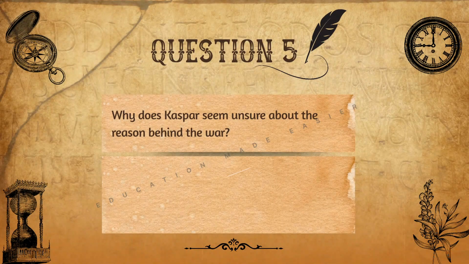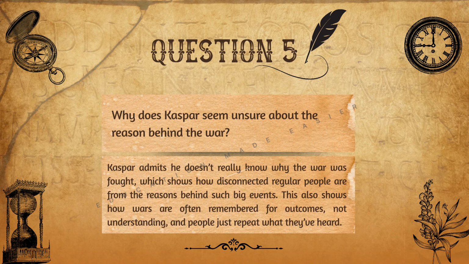Question number five: why does Caspar seem unsure about the reason behind the war? Caspar admits he doesn't really know why the war was fought, which shows how disconnected regular people are from the reasons behind such big events. This also shows how wars are often remembered for outcomes, not understanding, and people just repeat what they've heard.